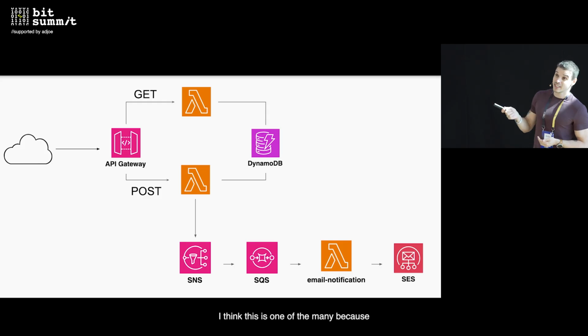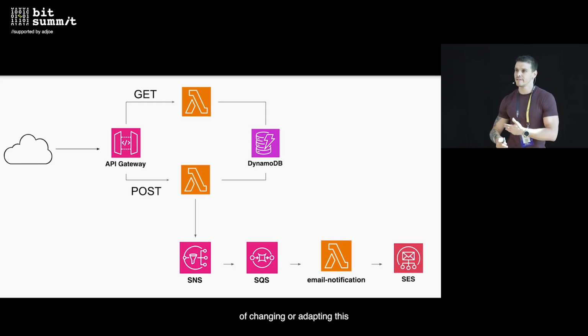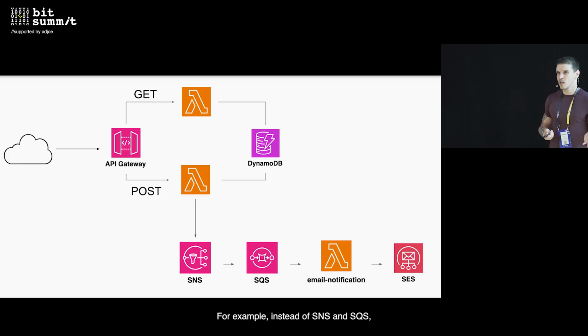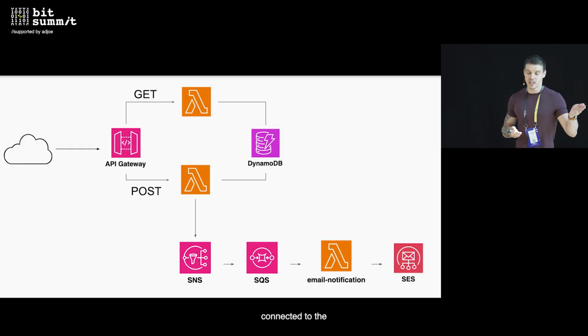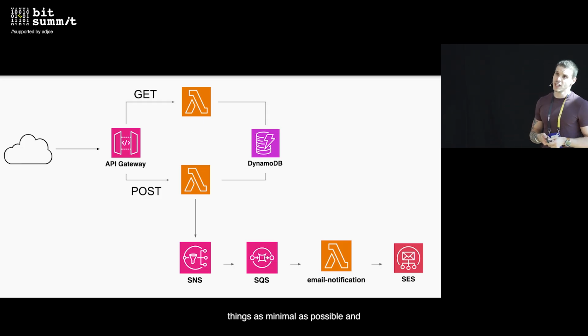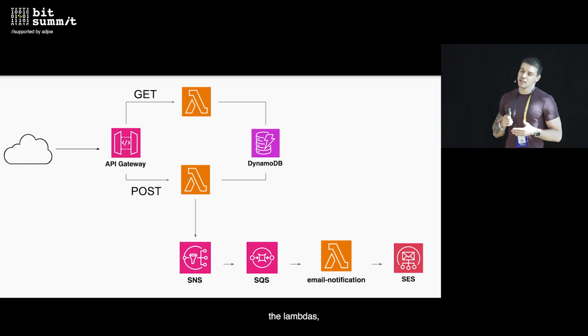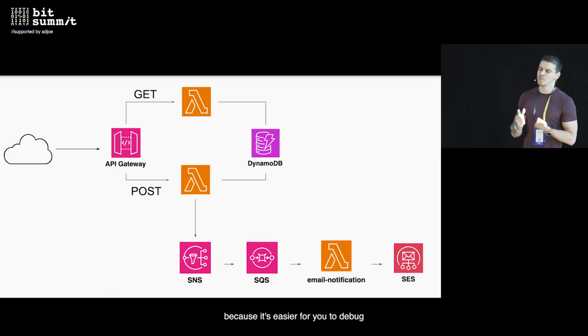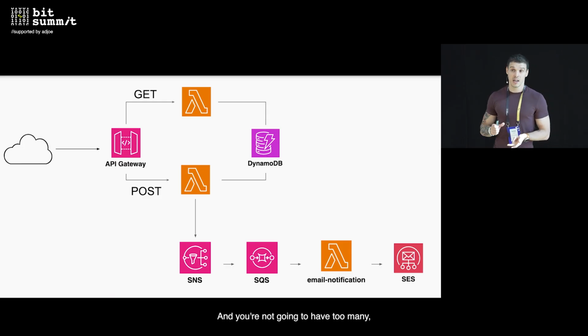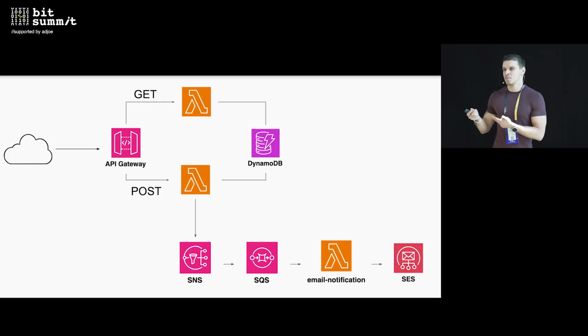I say this is one of many because you have the flexibility of changing or adapting this by all means. For example, instead of using SNS and SQS, we could just use a DynamoDB stream connected directly to the email notification Lambda. That would be another way of doing this. But the important thing is keeping things as minimal as possible, and the Lambdas should have just one responsibility, because it's easier to debug, easier to maintain, and you're not going to have too much bootstrap code. So your code is going to be smaller, and your processing time is also going to be faster.